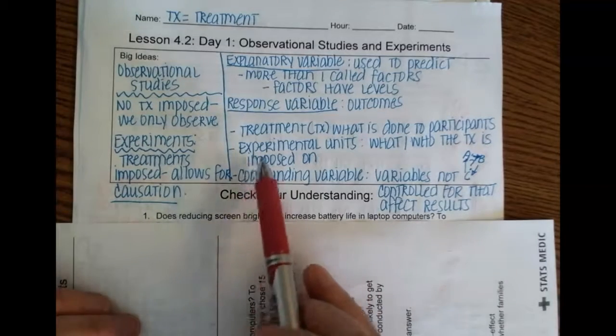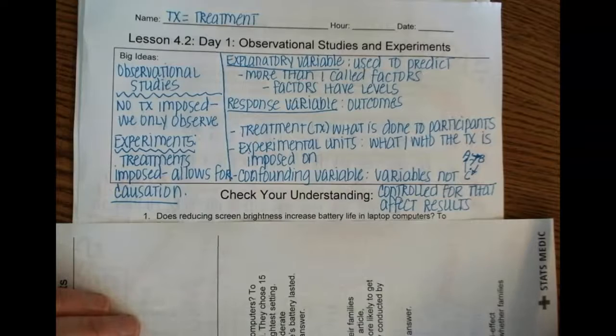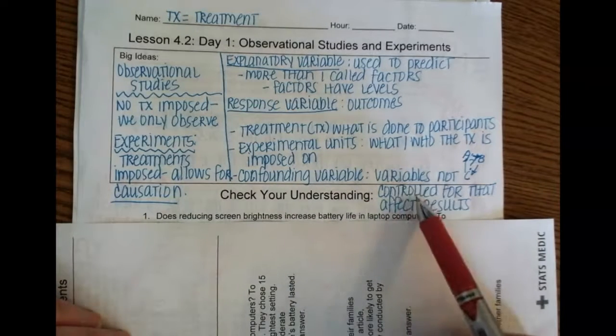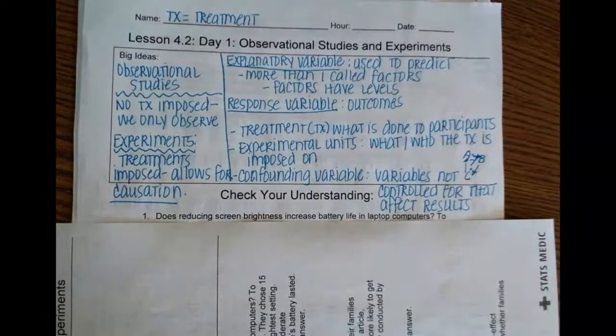So we have our experimental units. It's who or what the treatment is being imposed on. And then we have those confounding variables. They're variables that are not controlled for that affect the results. So when we talk about control, we'll talk about it a little bit more. We get that there are different variables that can cause a change in the results of our study. So what researchers have to do is make sure they're doing things to wash that effect out of their research.